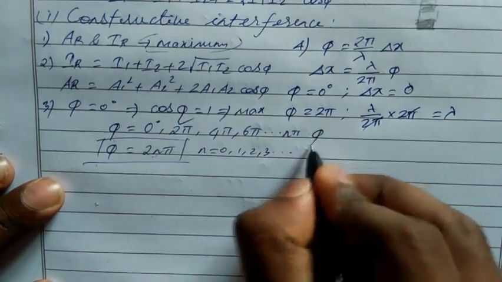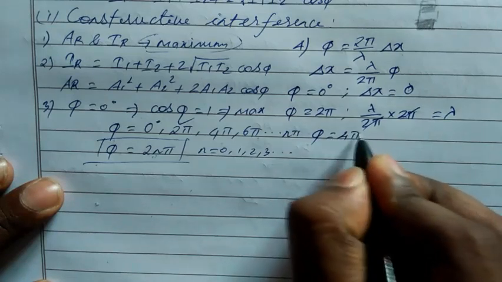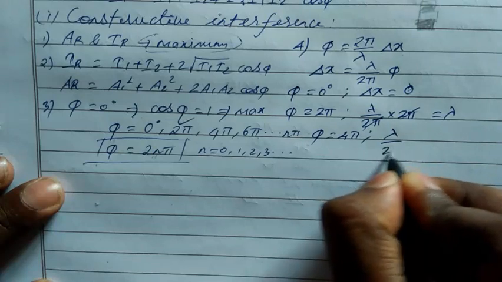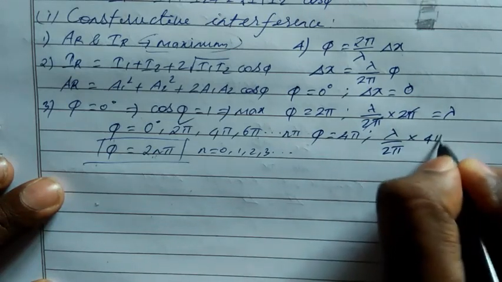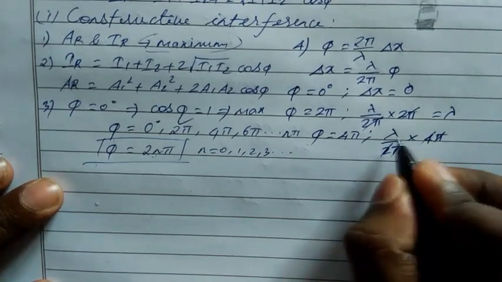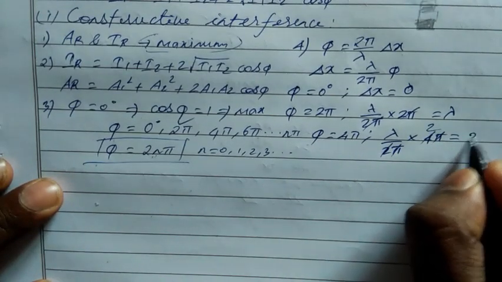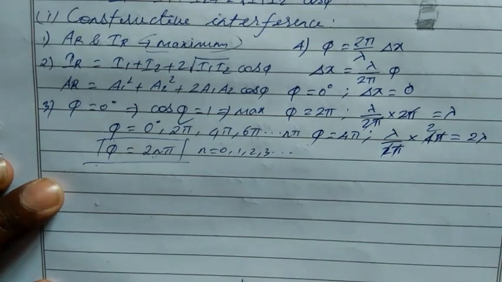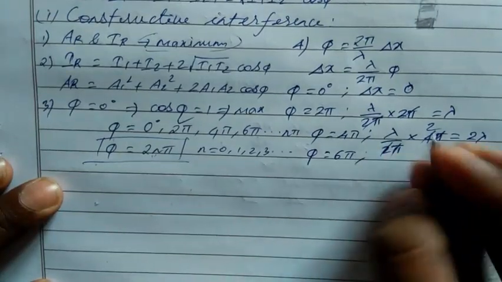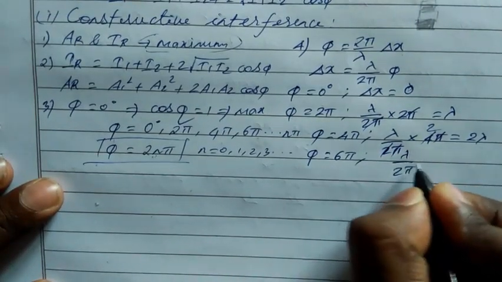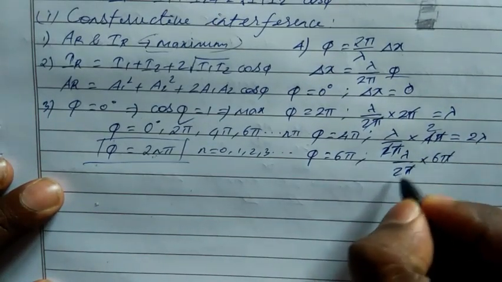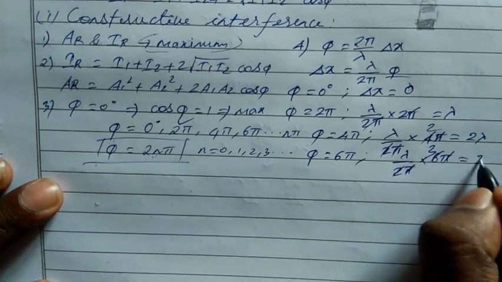If we take phi equal to 4 pi, substitute the value here, lambda by 2 pi into 4 pi. Pi gets cancelled, 2 and 4 get cancelled, then we have 2 here. So the answer will be 2 lambda. If we substitute phi equal to 6 pi, then we have lambda by 2 pi into 6 pi, pi gets cancelled, 2 and 6 give 3 lambda.